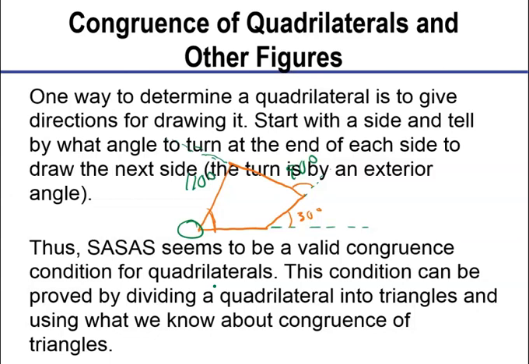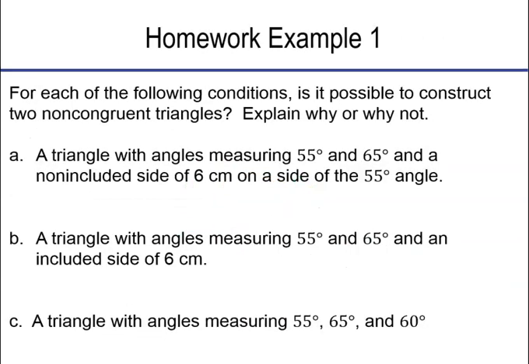And I've picked this homework just to help you focus your mind on what we just learned. So homework example 1, which is very similar to some of the assigned homework problems. For each of the following conditions, is it possible to construct two non-congruent triangles? Explain why or why not. Okay, so think about it in terms of construction.